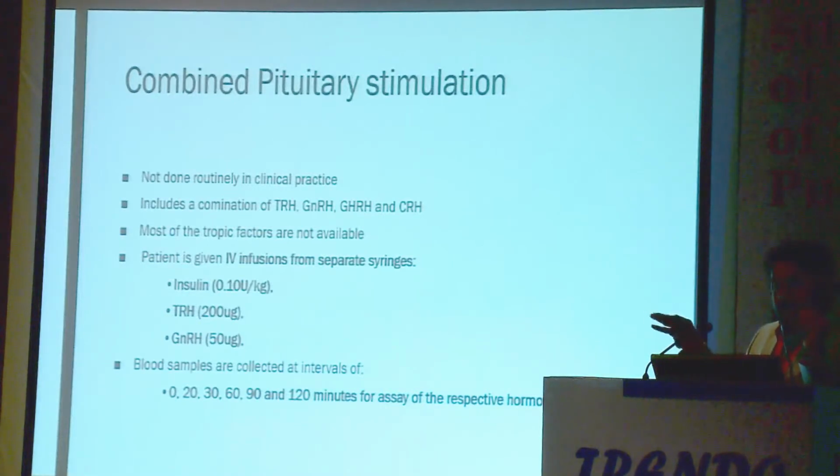So you can always do these tests individually, but a single test can produce information on all the anterior pituitary hormones, which is the combined pituitary stimulation, where you use hypoglycemia for stimulating growth hormone, and TRH, GnRH, and CRH for other hormones. It's just given as a single injection sequentially, and you measure all the hormones subsequently to assess the pituitary function. But again, this is done more in a research setting rather than in clinical practice these days.